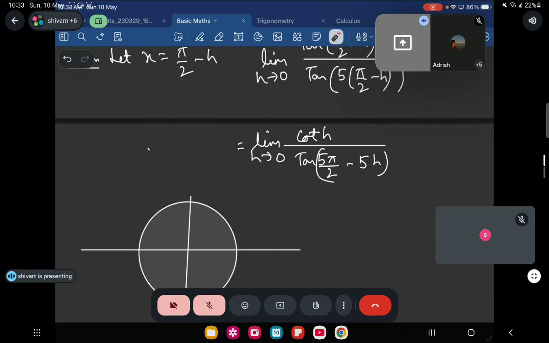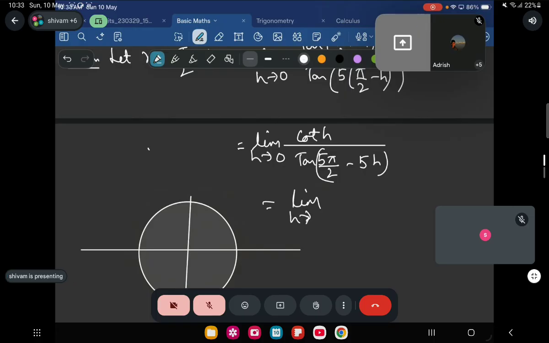Yes or no? Again see. 1 into pi by 2, 2 into pi by 2, 3 into pi by 2, 4 into pi by 2, 5 into pi by 2 minus h. You are coming back to the first quadrant again. In the first quadrant again tan is positive. So tan of 5 pi by 2 minus h is nothing but tan of pi by 2 minus h. So again it will become cot 5h. So finally the expression will become limit h tends to 0 cot h upon cot 5h. Tell me, are you getting it?